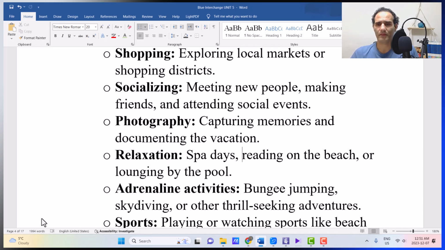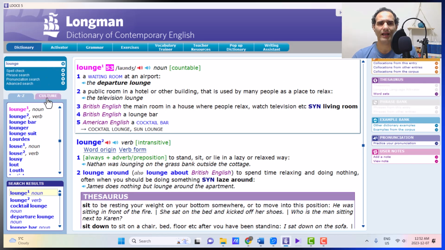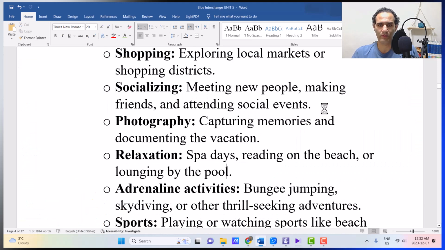Relaxation, spa days, reading on the beach, or lounging by the pool. Lounging by the pool. So what is lounge? Lounge means relax, spend time leisurely somewhere. Let's take a look at Longman, our beautiful dictionary. Lounge as a verb. It says, stand, sit, or lie in a lazy or relaxed way. So you want to relax somewhere. It is lounge. Like this example, you see? Nathan was lounging on the grass bank outside the cottage. So, lounging on the grass bank outside the cottage. Really, you're relaxing in lazy fashion. So, lounging by the pool.